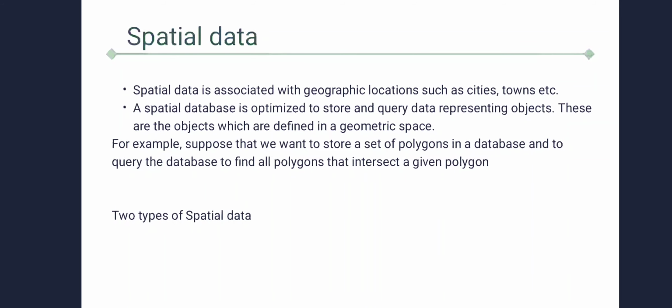The next is spatial data. Spatial data is associated with geographic location such as cities, towns, etc. Means spatial data is optimized to store and query data representing objects. Means whatever data is related to geographical location like cities, areas, towns, is known as spatial data. It only stores the data where geographic space comes.